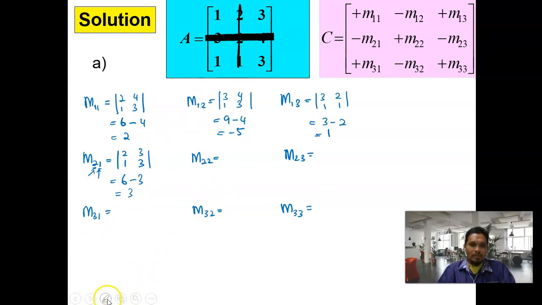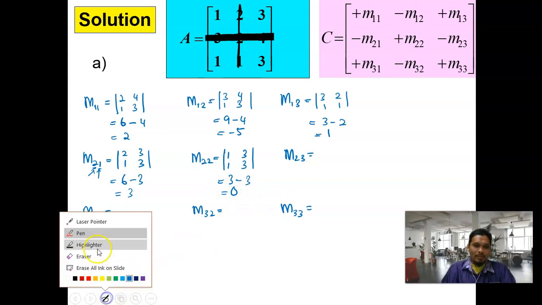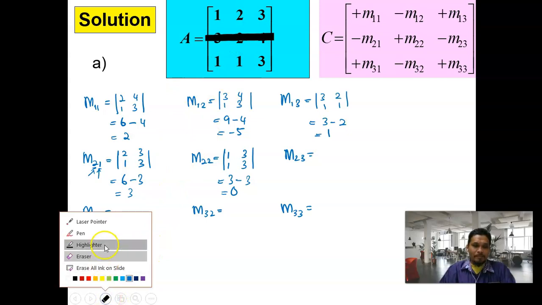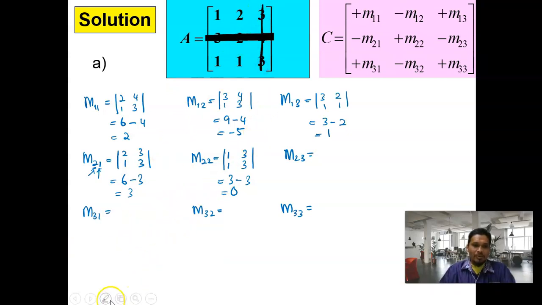Okay, next. Hide the elements in row 2 and column 2. So what's left here now? We got 1, 3, 1, 3. 1 times 3 equals 3, minus 3 here. So 3 minus 3 equals 0. Next, hide the elements in row 2 and column 3. So what do we have here now? 1, 2, 1, 1. 1 times 1 equals 1, minus 2 times 1 equals 2. So 1 minus 2 equals negative 1.